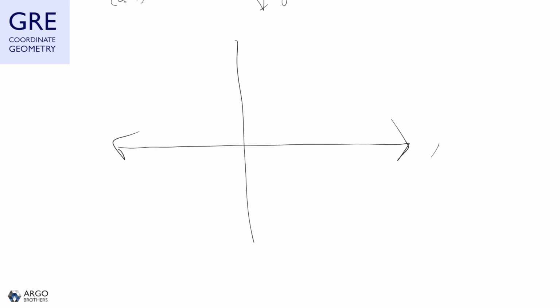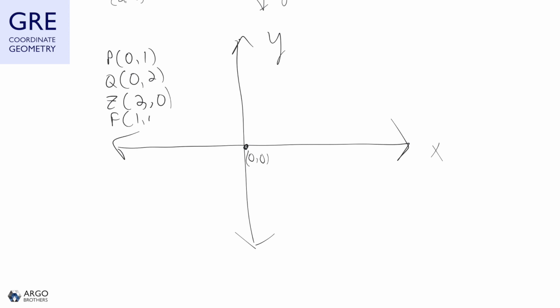Okay, so here I have my positive x-axis, positive y-axis. And here is the origin, or the point 0, 0. Now I want to graph these points. The point P is 0, 1. The point Q is 0, 2. The point Z is 2, 0. And the point F is 1, 0.